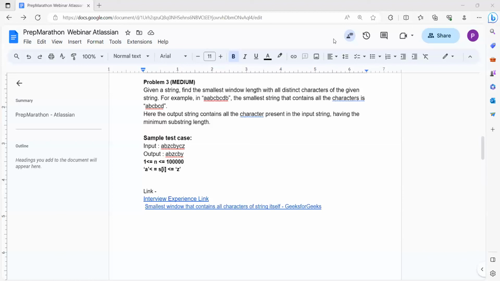Jhansi is saying store all distinct characters of the given string in a hash map. Take a variable count and initialize it with value 0. Generate the substrings using two pointers. This seems interesting.